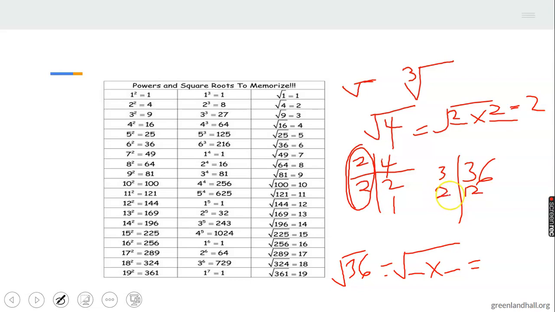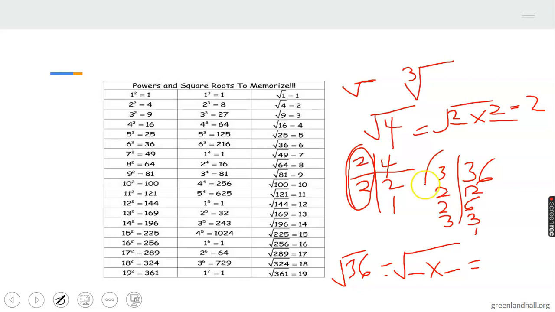Okay, let's use 2. 2 in 12. 2 times what will give us 12? That's 6. Let's use 2 again. 2 in 6, that's what? 3. Then let's use 3. 3 in 3 is what? 1. So we have come to the end of this division.